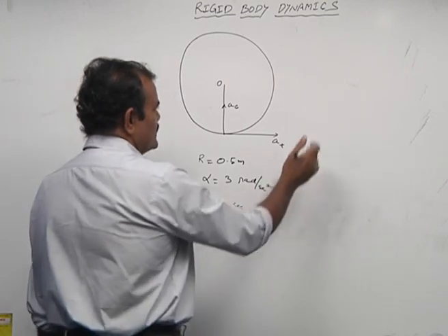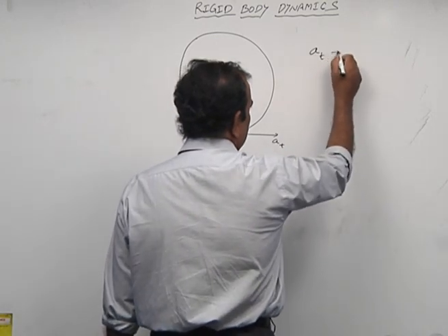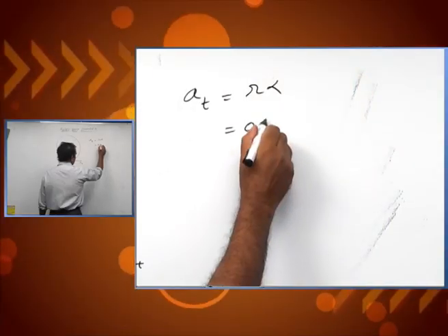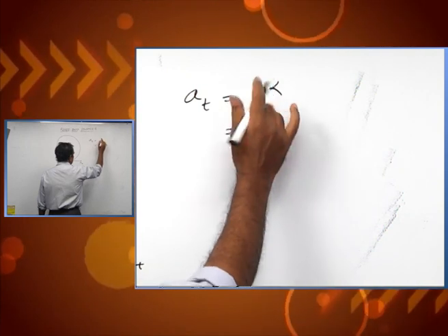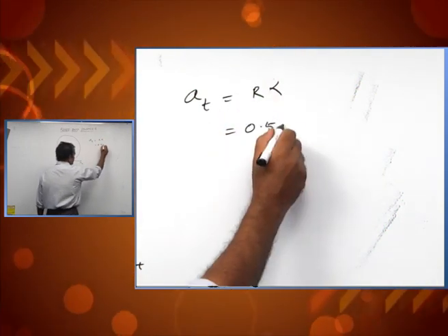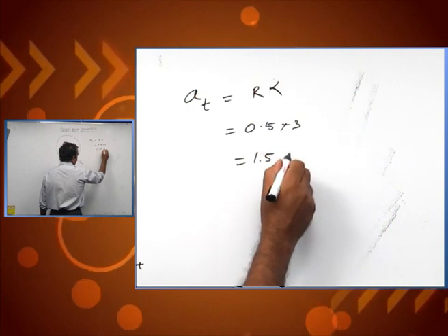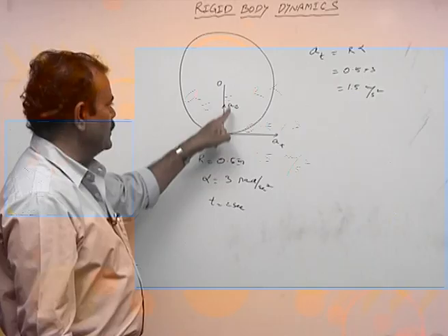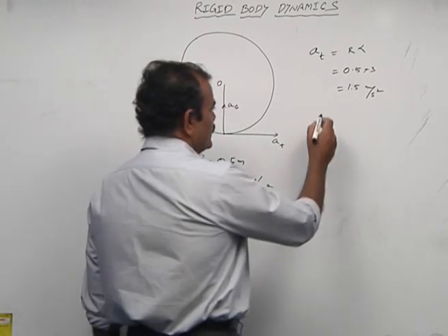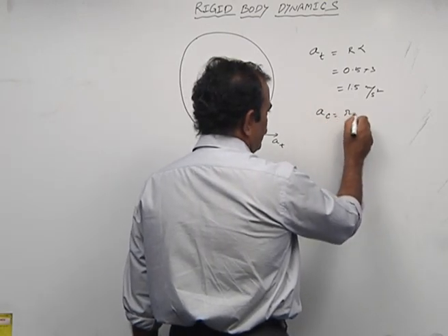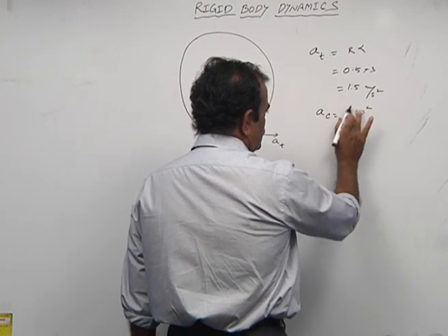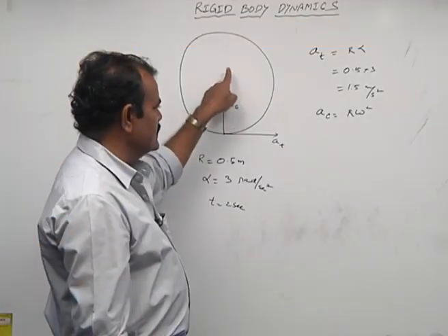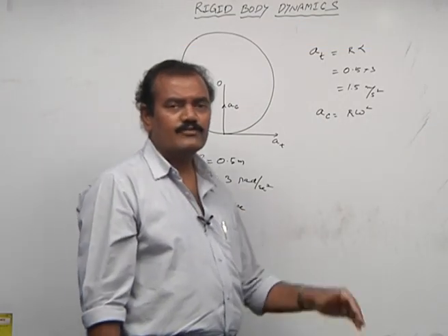In finding the tangential acceleration, it is very simple, it is r alpha. R is already given, 0.5 meters, and alpha is also given, 3, so it will be 1.5 meters per second square. The problem is with the centripetal acceleration, AC is equal to r omega square, and you have to find that omega.